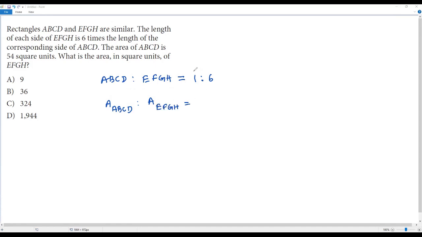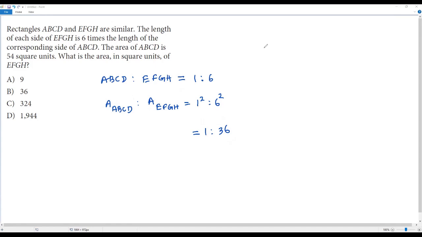Now to get the ratio of the areas of the two rectangles from this ratio, we have to square both the terms. Then we get 1 squared and here 6 squared, so 1 squared is 1 and 6 squared is 36. Now I have the ratio of the areas of the two rectangles. From the terms of this ratio, if I want to get the area of the first rectangle and the area of the second rectangle, I have to multiply the terms by the same non-zero number, say x.